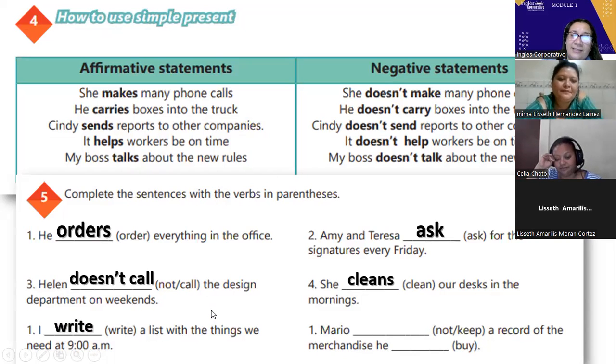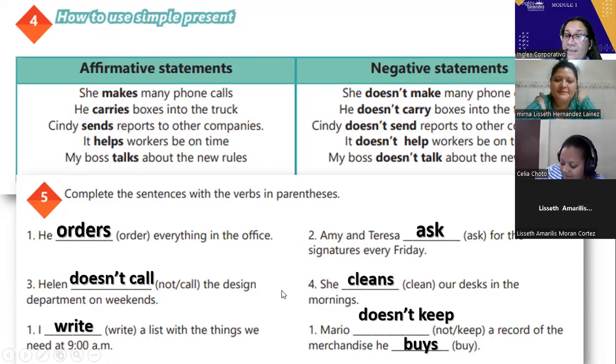I write a list with the things we need at 9 a.m. And Mario doesn't keep a record of the merchandise. He buys. Great. Merchandise, who is meeting? What is the meaning of merchandise? Merchandise. Mercadería. Yes. Merchandise. Great, great, great.